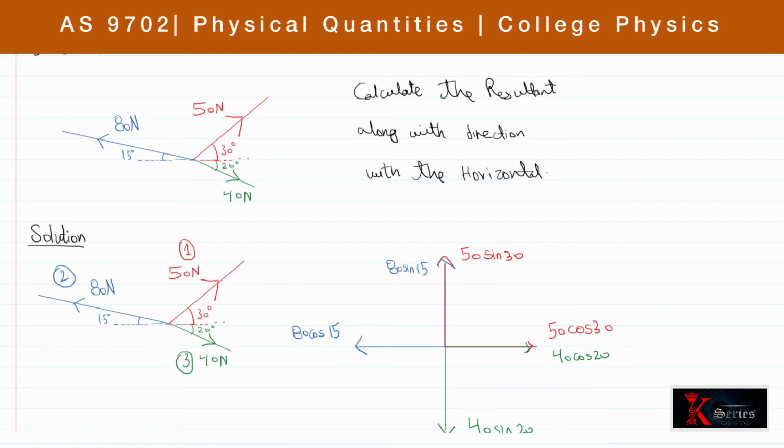So when we resolve these vectors, we're going to be resolving them in both horizontal and vertical directions. So the horizontal component of 50 Newton is going to be 50 cos 30, and the vertical component is going to be 50 sin 30. Similarly, for the 40 Newton vector, the horizontal component is going to be 40 cos 20, and the vertical component is going to be 40 sin 20, and the 80 Newton vector is going to be resolved horizontally into 80 cos 15, and vertically 80 sin 15. So in this way we're going to have the resolved vectors in all the four different directions.